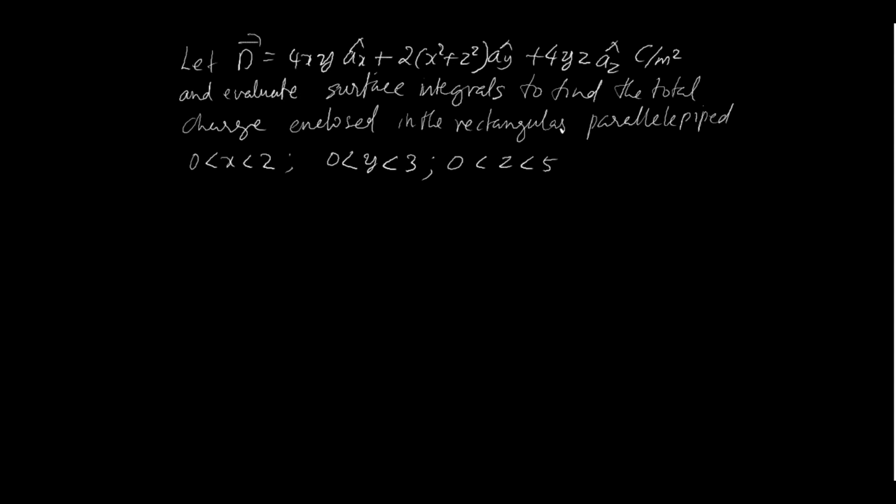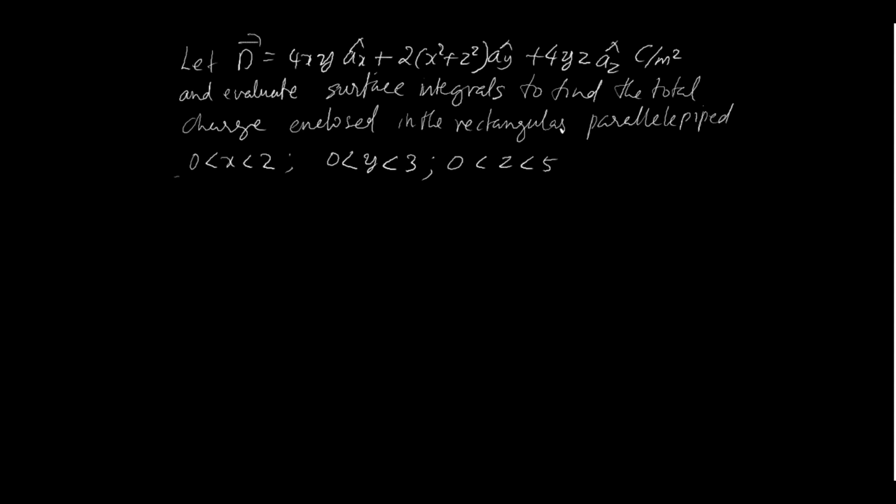Today we will solve some problems which are related to application of Gauss's law. Let vector D be 4xy ax cap plus (2x square plus z square) ay cap plus 4xyz az cap coulomb per meter square, and evaluate the surface integral to find the total charge enclosed in the rectangular parallelepiped 0 less than x less than 2, 0 less than y less than 3, 0 less than z less than 5. So we have 6 surfaces.